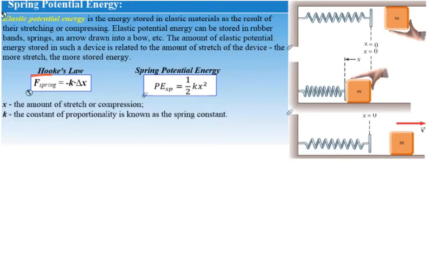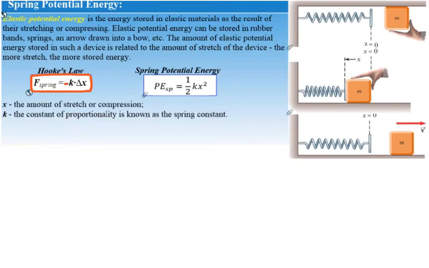The force of the spring, the negative sign means it's always opposing what you're doing to the spring. So if you're stretching the spring, it pulls you back in the opposite direction. If you're compressing the spring, it pushes you back away from compressing. So the force of the spring is equal to k times the change in distance, delta x, by how much you stretch or compress.